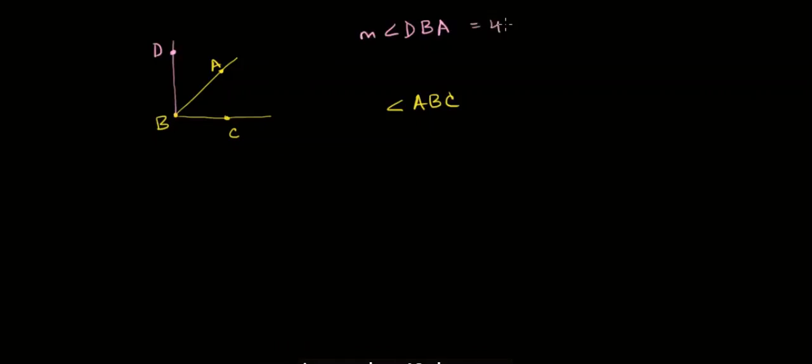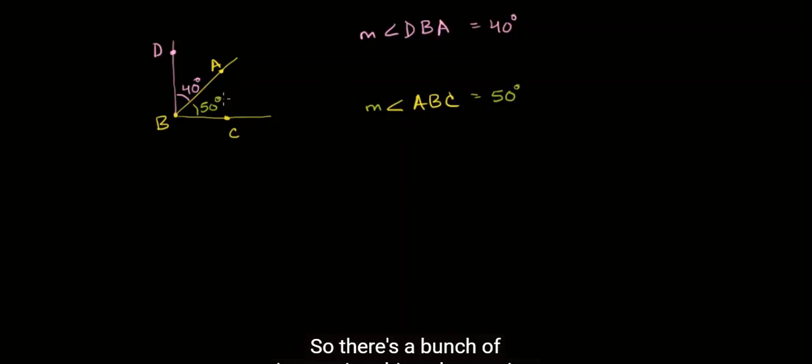So this right over here is our point D. And let's say that we know that the measure of angle DBA is equal to 40 degrees. So this angle right over here, its measure is equal to 40 degrees. And let's say that we know that the measure of angle ABC is equal to 50 degrees.